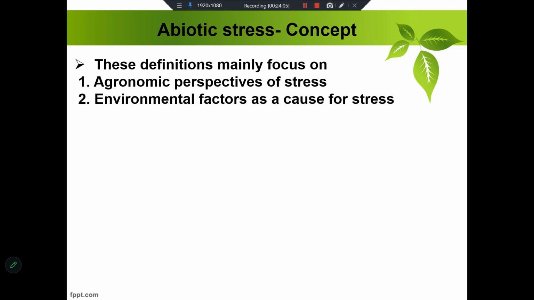So the agronomic perspective is related to the productivity and also the environmental factors. Something externally going on, and it is causing dangerous or stressful conditions in the plant. So that is what all these three definitions say.